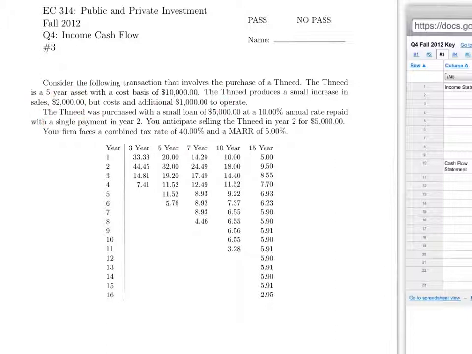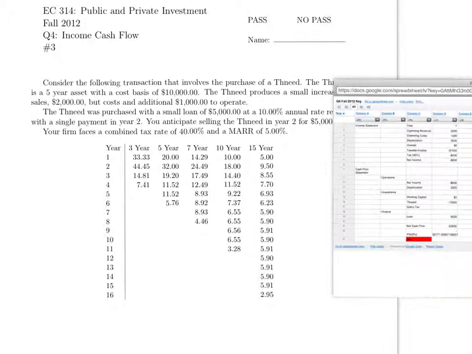additional $1,000 to operate. We're financing it with a loan, and please note the loan's only for $5,000, not the full 10 that's there, at 10%, and we have a single payment in year 2, and we anticipate selling the need in year 2 for $5,000. So we've got a really easy loan, we've got a sale, so there's probably going to be a gains tax involved. Let's go see how this all plays out.